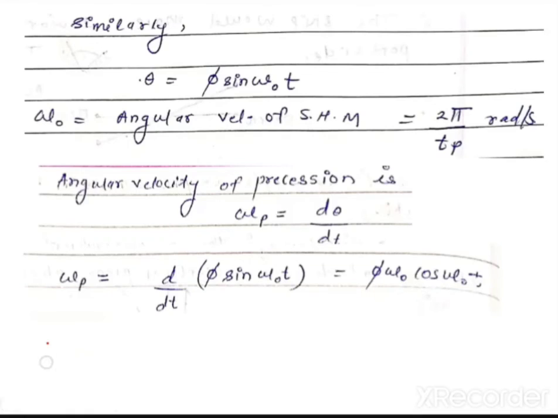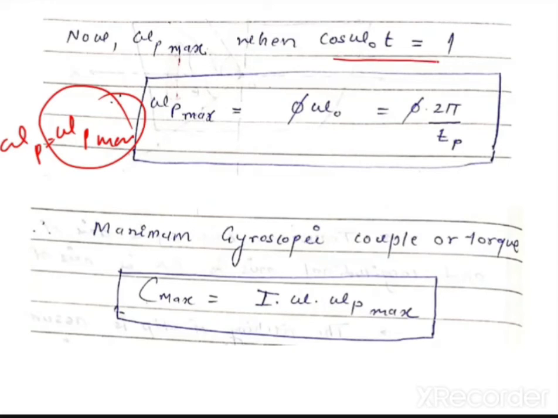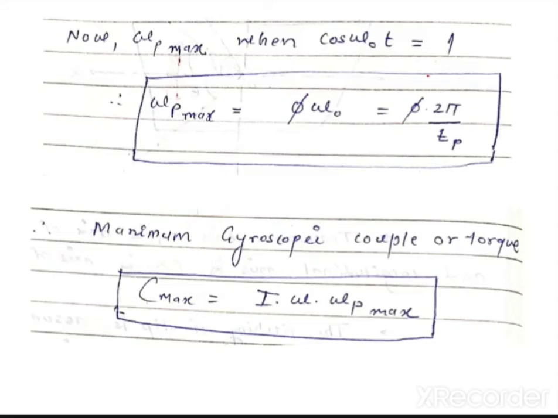Now in the expression of simple harmonic motion, you know that omega p max, when you will get omega p equal to max, is when cos omega_o t is equal to 1, right? So I am getting omega p max is equal to phi into omega_o, that is phi into 2 pi by Tp. Now you must have understood the difference, which I was asked about earlier: the difference between phi and theta. See, if you know omega p and you want omega p maximum, what you will get is phi into omega_o. So when you multiply this angle phi by omega_o, that is 2 pi upon Tp, you will get the maximum angular velocity of precession.